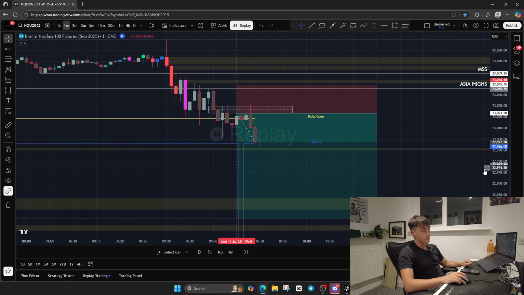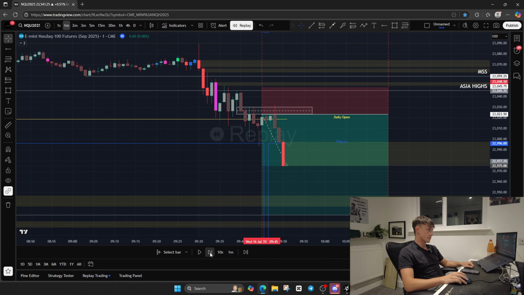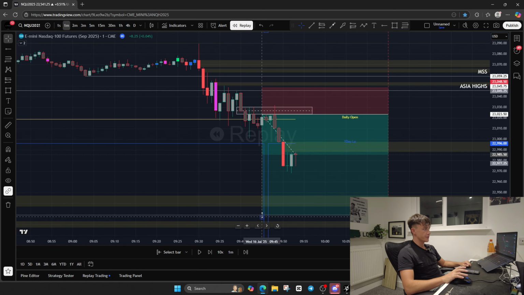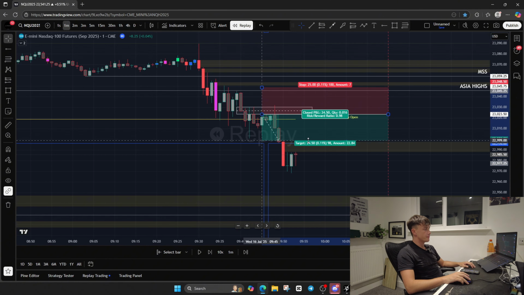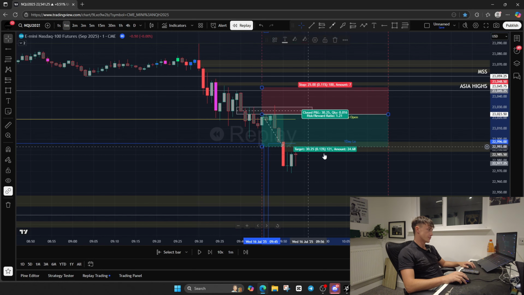Okay, so our first TP was about 30 points away. So we can see right there, we hit our first TP. Once you hit your first TP or you take out a short-term low, you move your stops to break even. So we've secured around $1,000 on that move right there. And now we've moved our stop into break even and we just let it play out.